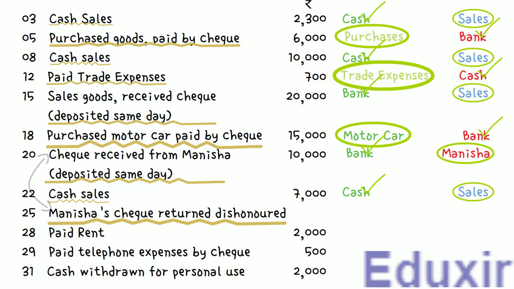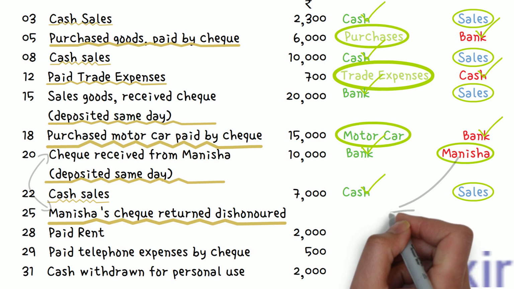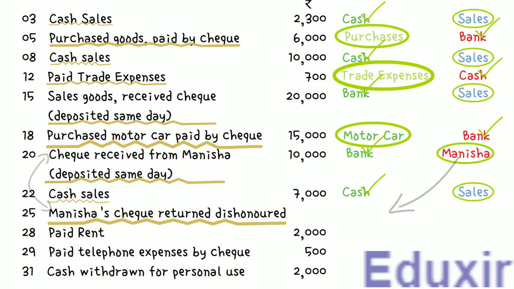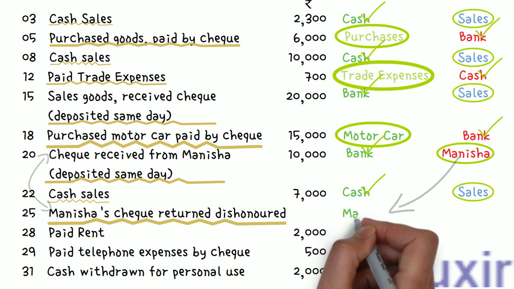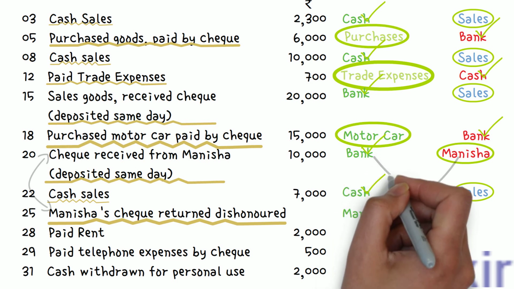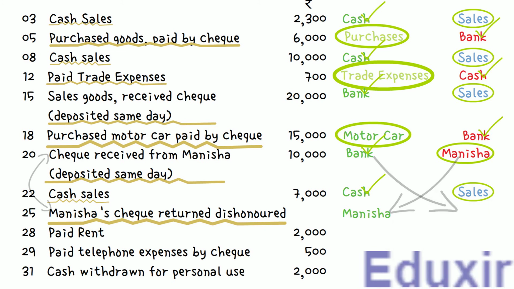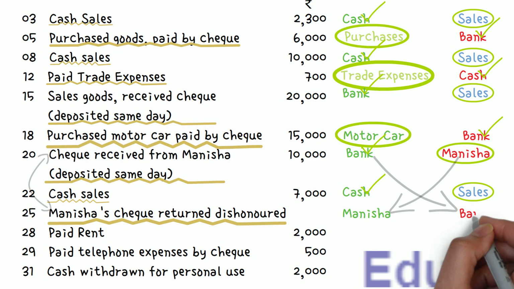Now, as this check is returned dishonoured, we need to reverse these entries, as the debtor Manisha still has to pay these 10,000 rupees once again, and the bank account was never deposited with these 10,000 rupees. Manisha's account, which was credited previously, should be reversed and again should be debited. So we need to debit Manisha's account. At the same time, the bank account which was debited previously should be reversed and should be credited again. So we need to credit the bank account.